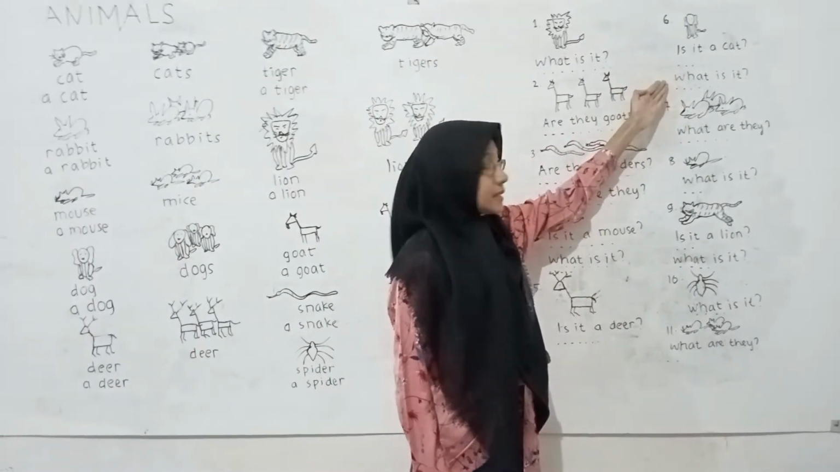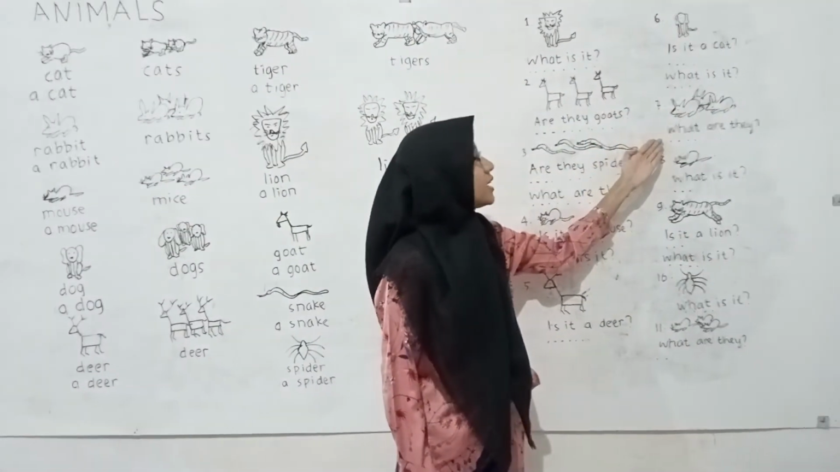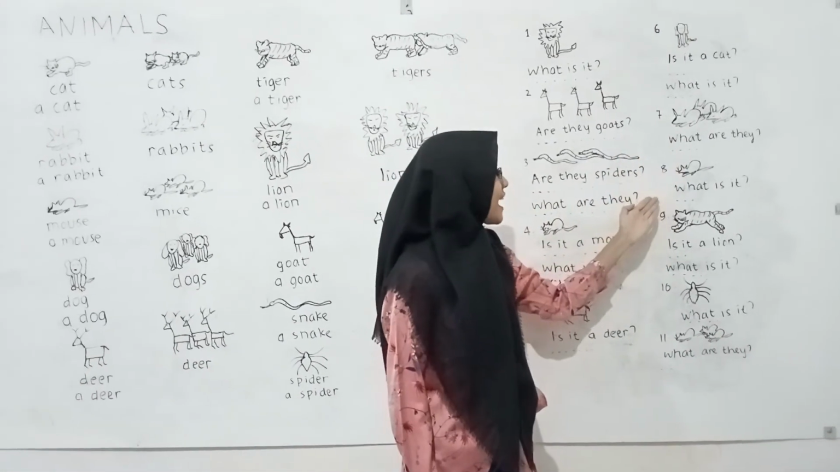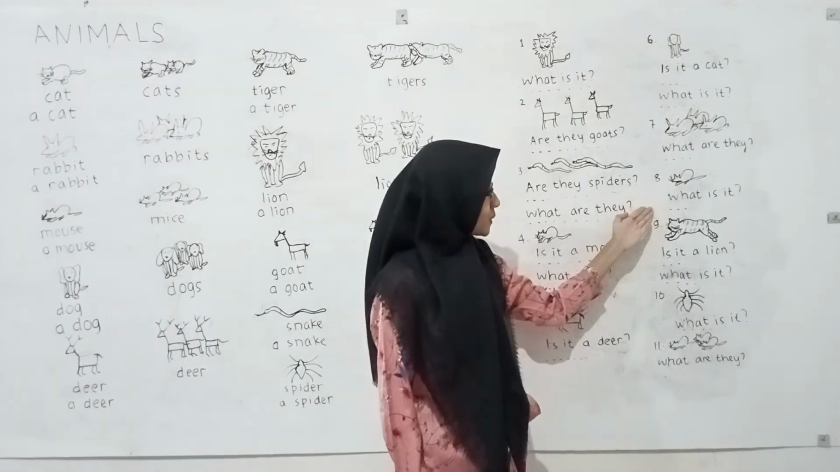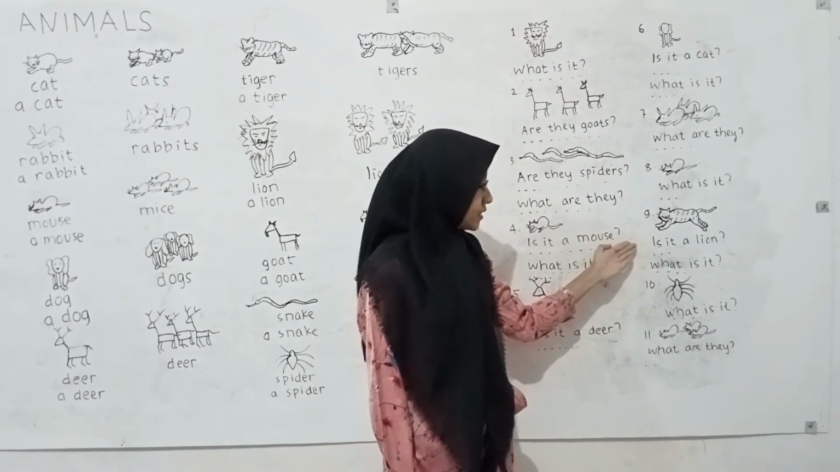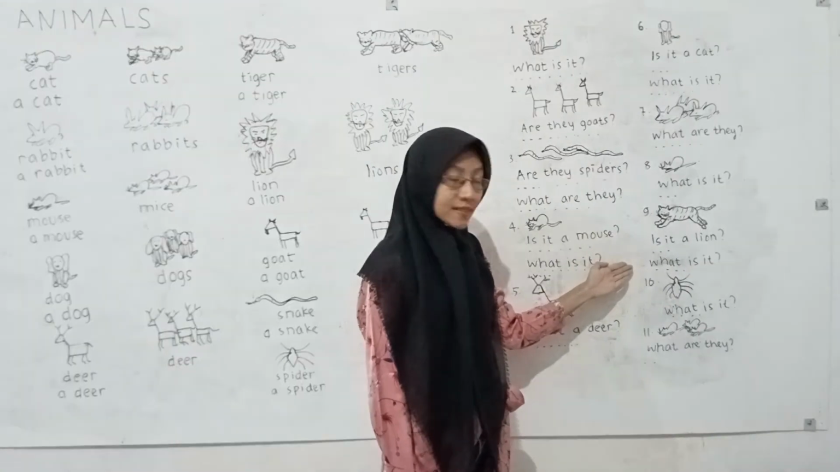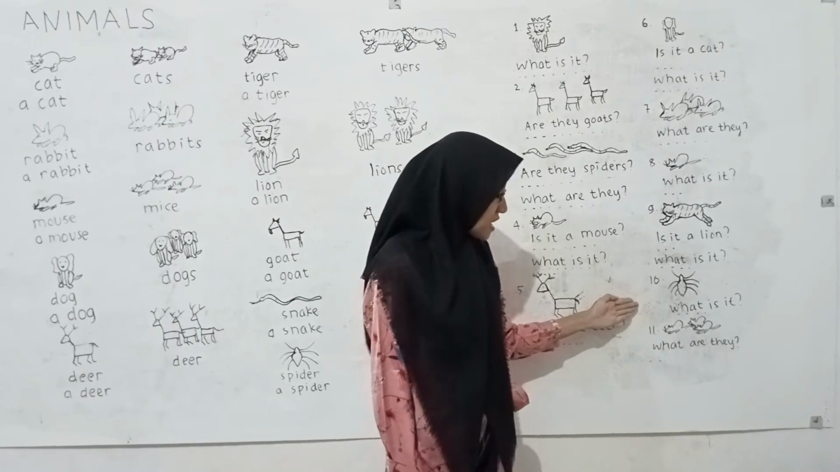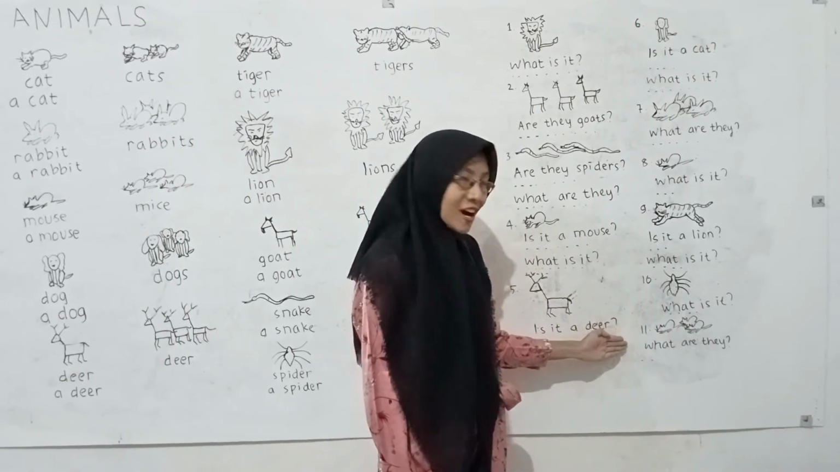What is it? Number 7. What are they? Number 8. What is it? Number 9. Is it a lion? What is it? Number 10. What is it? Number 11. What are they?